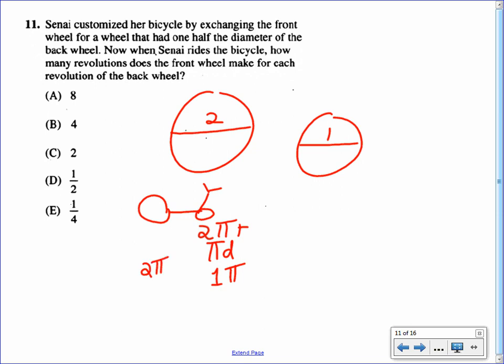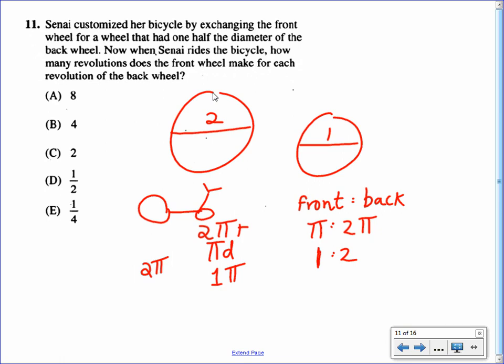And the question is, how many revolutions does the front wheel make for each revolution of the back wheel? So that's really just asking what is the ratio of the front wheel to the back wheel. So that'd be pi to 2 pi. So that's 1 to 2. So this is about the size. And then you just have to think how many revolutions would the smaller wheel have to make to keep up with this bigger wheel. So since it's half as big, it would have to make twice as many revolutions.